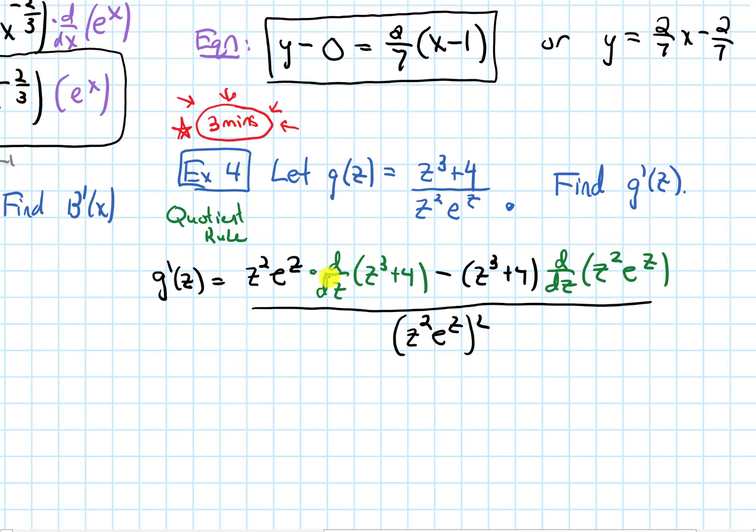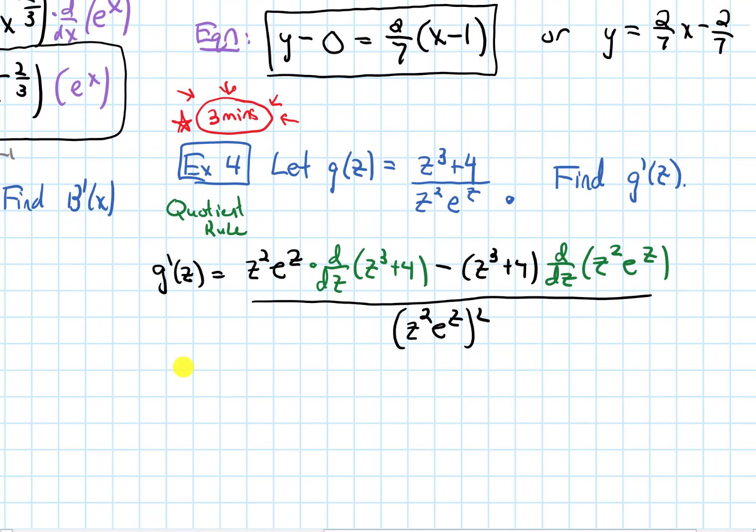Okay, so what's left to do is for me to figure out these derivatives on the top. All right, so let's start to work those out. I got z squared e to the z, and then times that derivative. Derivative of z cubed is 3z squared. Derivative of 4 is 0, because it's constant. And then minus z to the 3 plus 4, and then times the derivative of z squared e to the z.